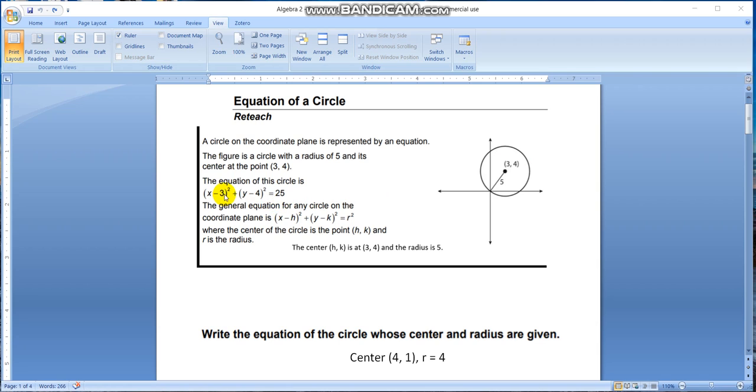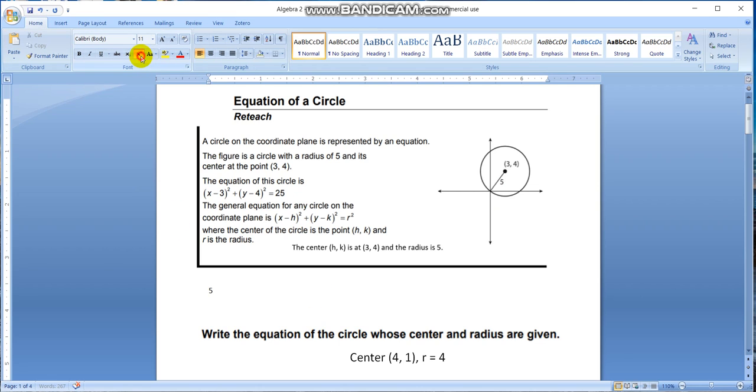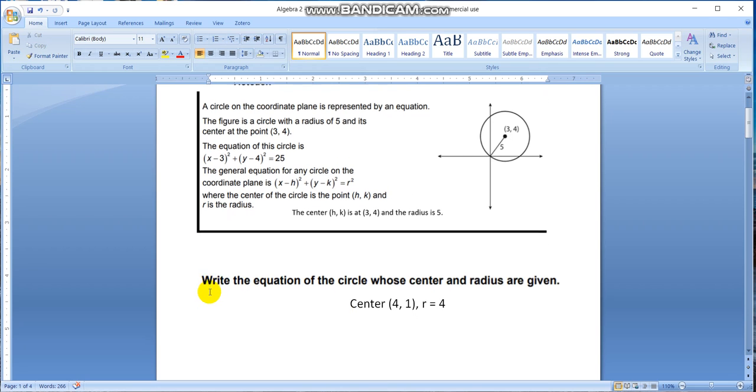All you're doing is plugging in h is 3 and k is 4, and you need to know how to get this 25. Some of you might be wondering how to get that 25. The radius of this circle is 5 units, so if you take 5 squared, that equals 25. So the radius squared, r squared, equals 25. That's basically how you write the equation of a circle. It's not much harder than that.